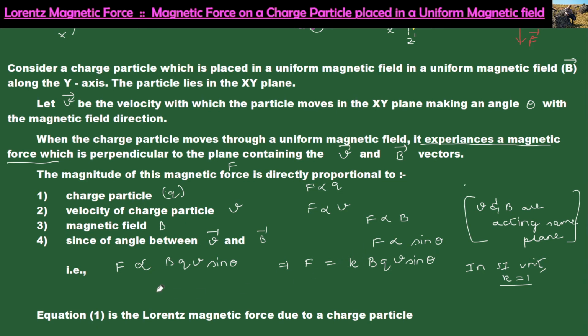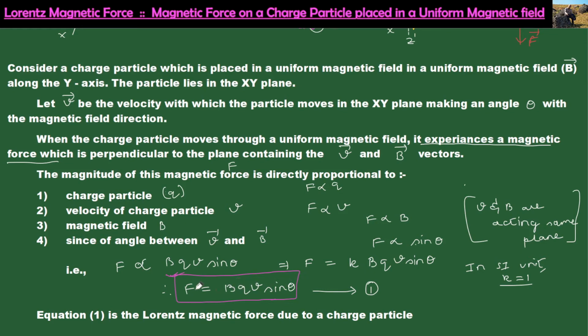So if you put k equal to 1, the Lorentz magnetic force is given by the equation F equals B q v sine of the angle theta. I can mark this as equation 1. This equation 1 represents the magnitude of our Lorentz magnetic force. This is a very important equation for solving numerical problems.